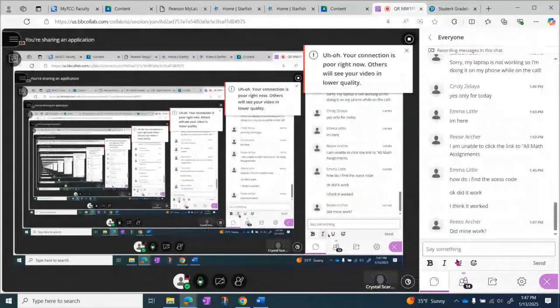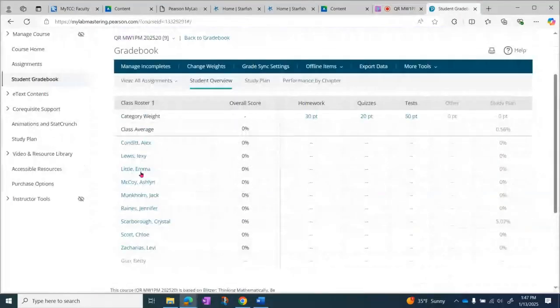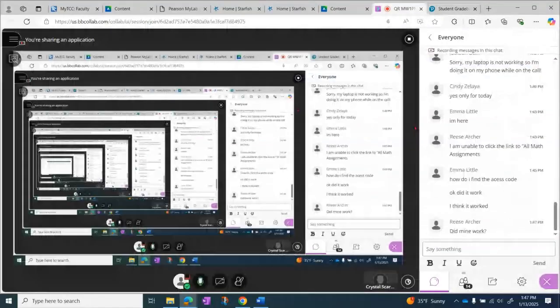Did my Reese, let's see. The Reese name here. Not here yet. Did you create your account? Have you have your account created?